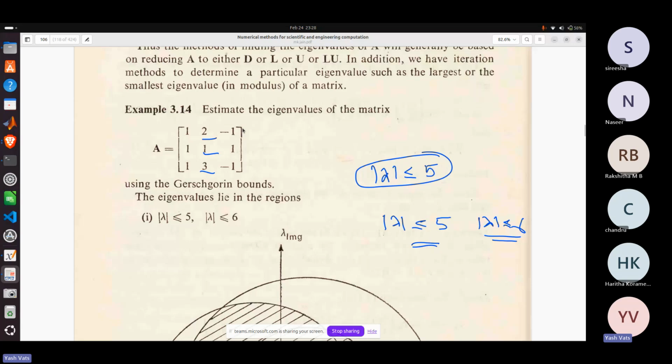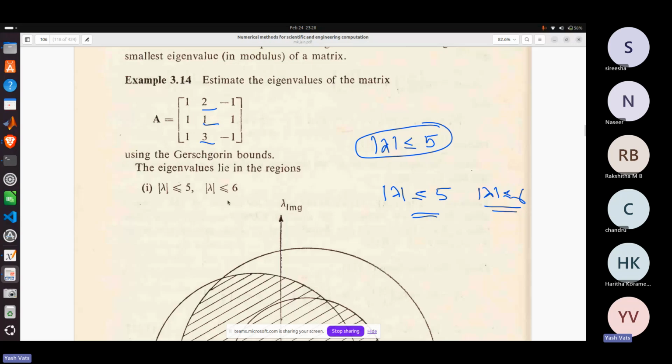Suppose you have to estimate the eigenvalues of a matrix using the Gershgorin bounds. So you need to find the bounds. The first thing you notice from here is that if lambda is an eigenvalue of A, it cannot exceed the maximum modulus. So what is that? 1 plus 2 plus 1, 1 plus 1 plus 1, or 1 plus 3 plus 1. So lambda cannot exceed 5, and lambda cannot exceed 6 as well. Okay.